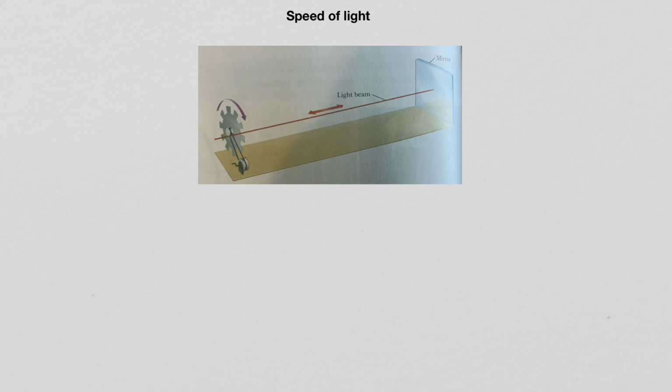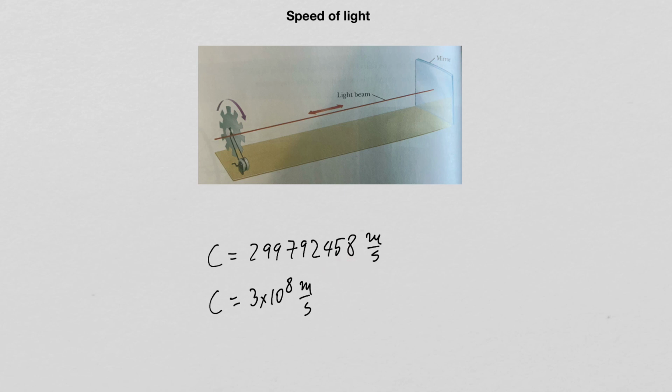And he got the value pretty close to the currently known value for the speed of light. The current known value for the speed of light is 299,792,458 meters per second, or as we use it in this course, 3 times 10 to the 8 meters per second. The letter that we use for the speed of light is c, and this is unique since the speed of light is constant and also unique. With this, I conclude the lecture on light.